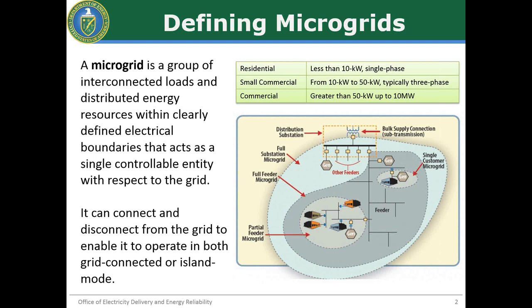On the right side, you see the modular characteristics of microgrid. It could be from one single customer in a building, if that building meets our criteria, or it could be a partial feeder microgrid all the way up to a whole substation. And on the top, you will see different sizes of microgrid from residential, commercial, small commercial, or commercial buildings.